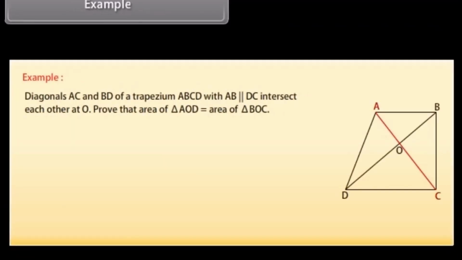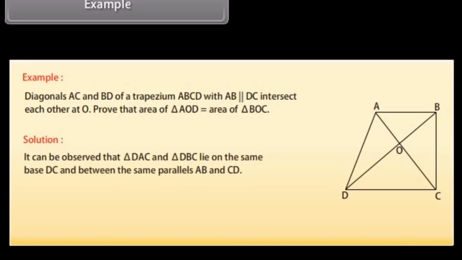Diagonals AC and BD of a trapezium ABCD with AB parallel to DC intersect each other at O. Prove that area of triangle AOD is equal to area of triangle BOC. Solution. It can be observed that triangle DAC and triangle DBC lie on the same base DC and between the same parallels AB and CD.